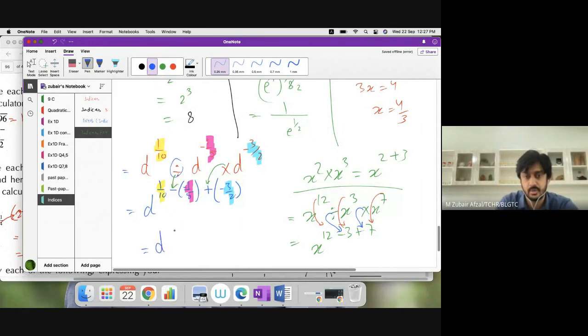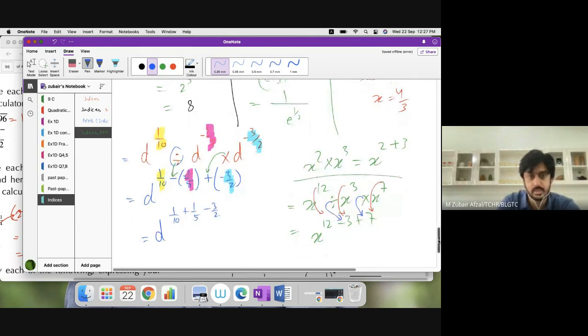Finally, what will we do? This is 10, 5 and 2. LCM for 10, 5 and 2 is 10. So 1 minus, let me simplify it first. This was minus minus, already plus. This is 1 by 10 plus 1 by 5 minus 3 by 2.